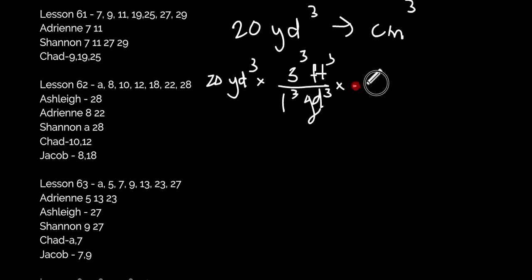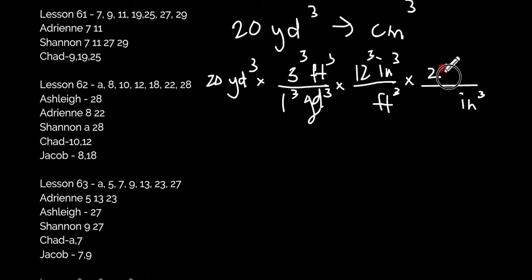All right, now feet into inches. So feet cubed down here. There's 1 foot, and it's 12 inches. So I'm going to cube it because everything's cubed. Inches cubed. And finally, we're going to go into centimeters. We're going to put our inches cubed. There's 1 inch and 2.54 centimeters in 1 inch. This is going to be cubed, and this is going to be centimeters cubed.